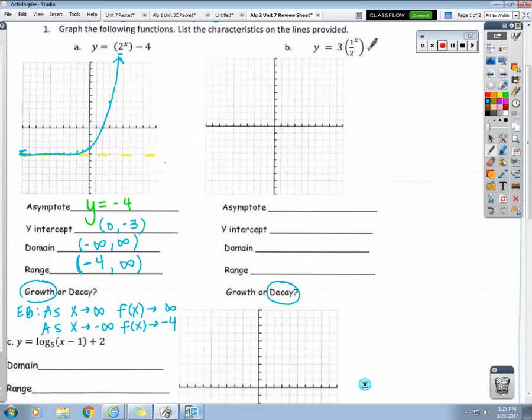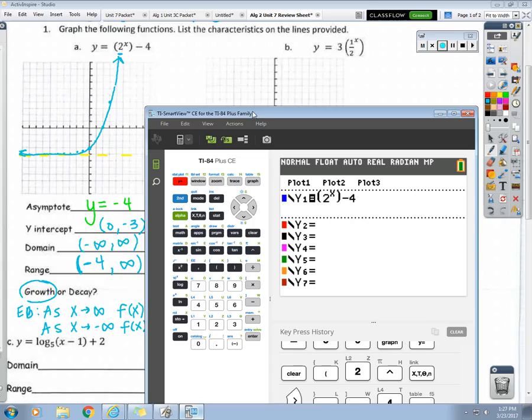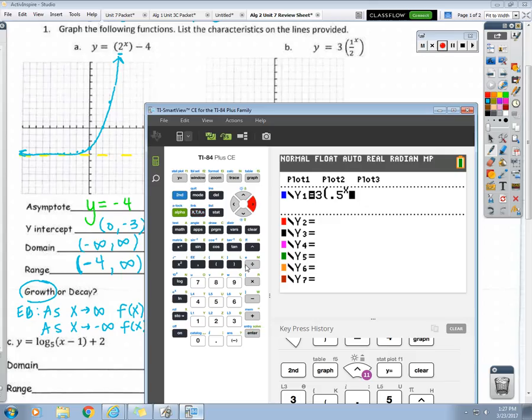Since we also know it's exponential, is there anything else we already know before we graph it? Right, the domain is what? Correct. That's what the domain will be for all exponentials. So before you even graph it, you know that. Okay, so now let's graph it. Y equals 3 parentheses, and then instead of typing 1/2, I'm just going to type 0.5 because it's faster and it's the same thing, to the x power.